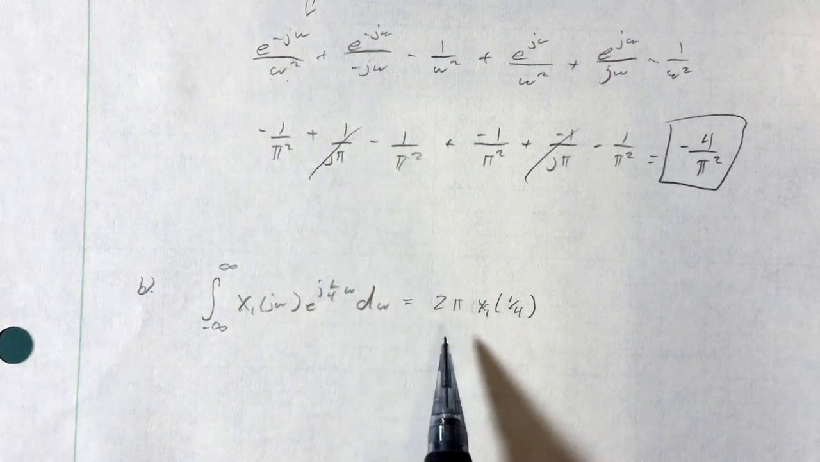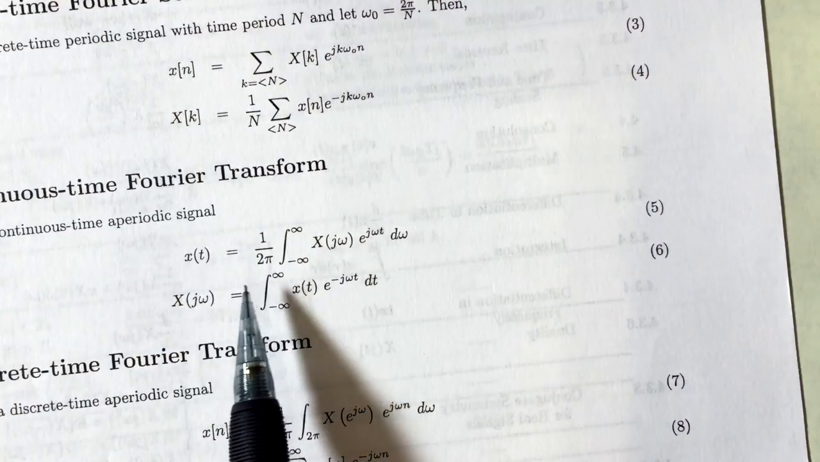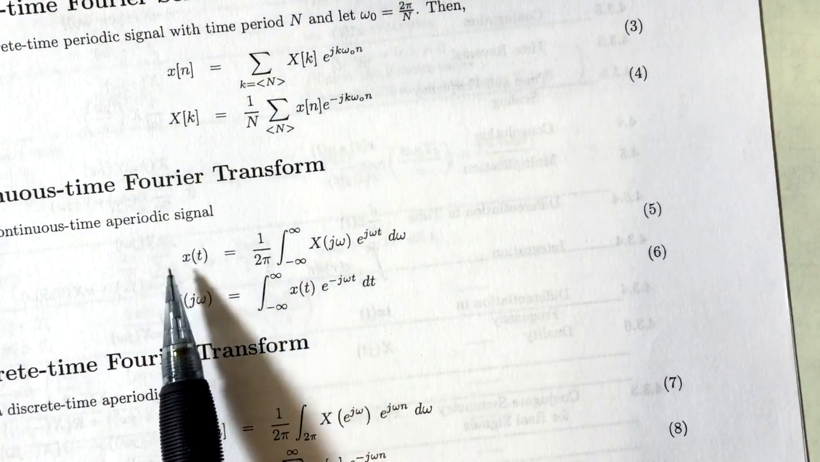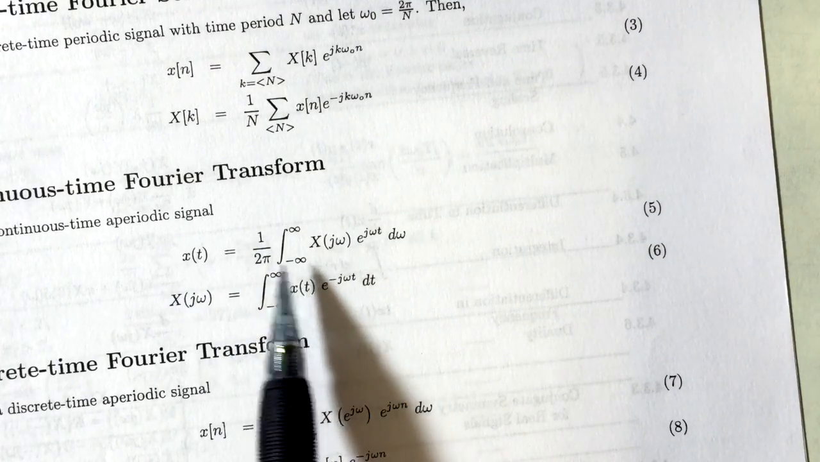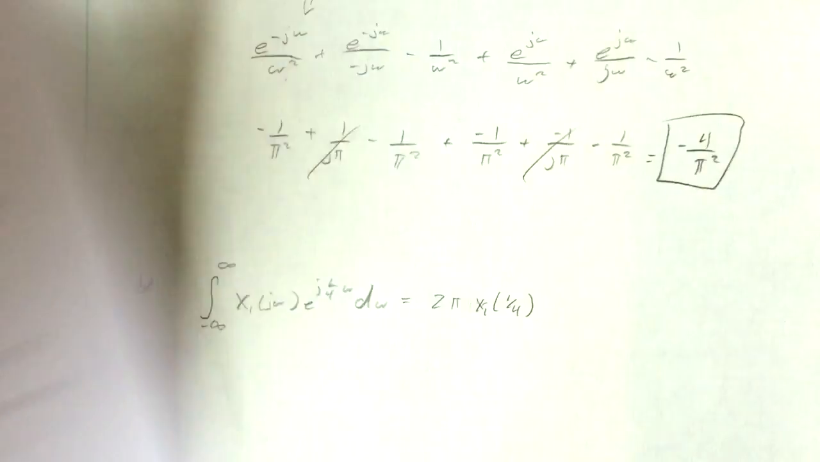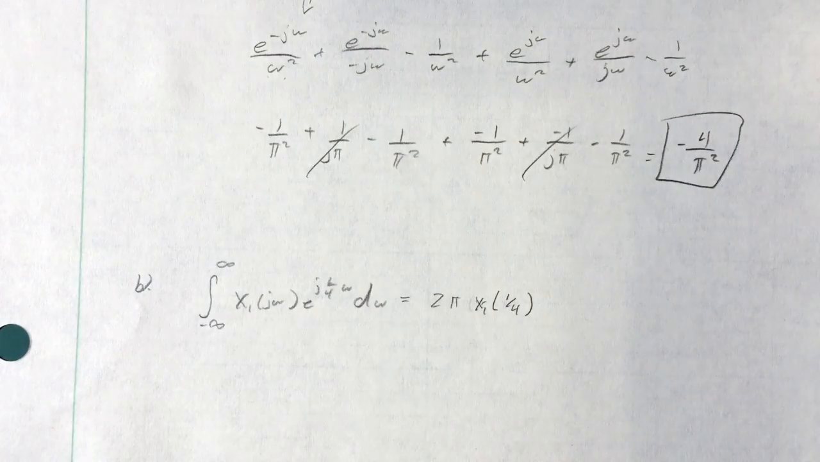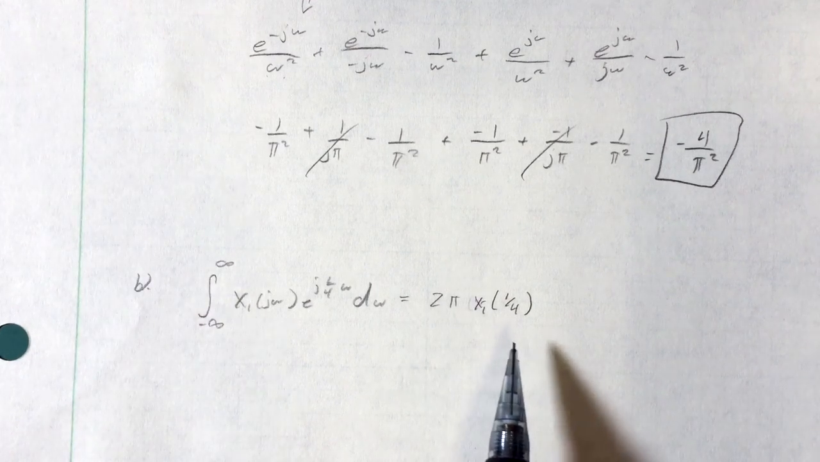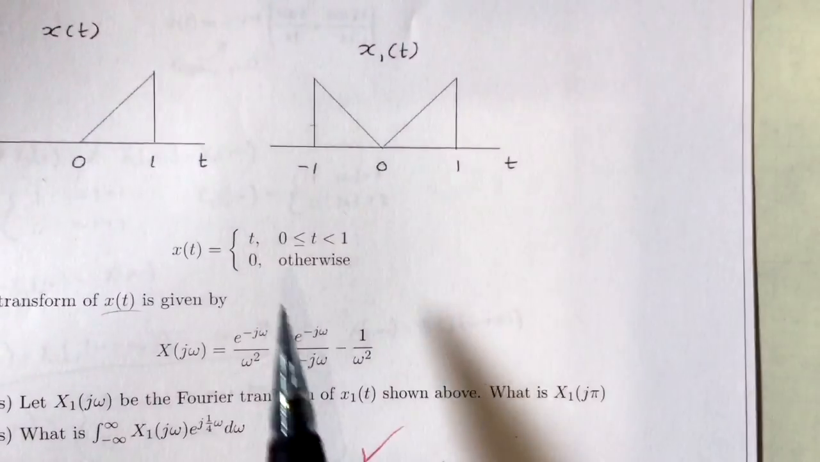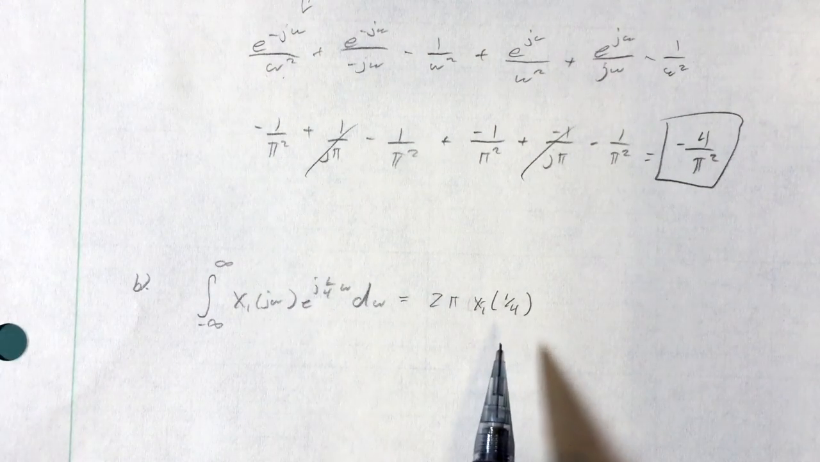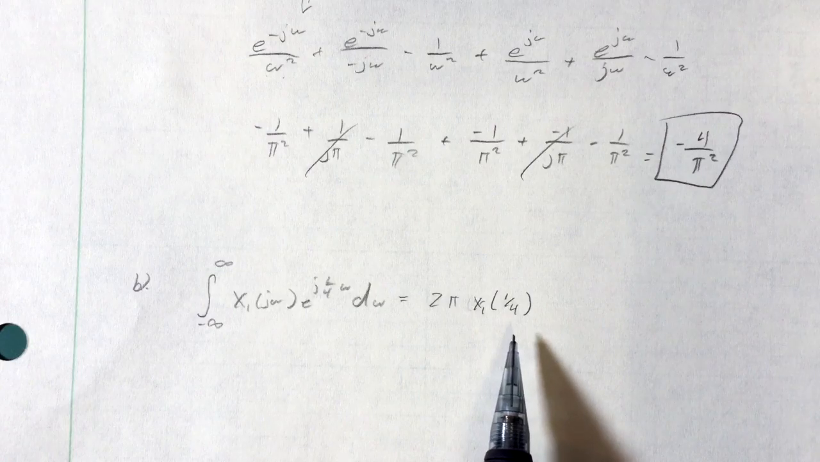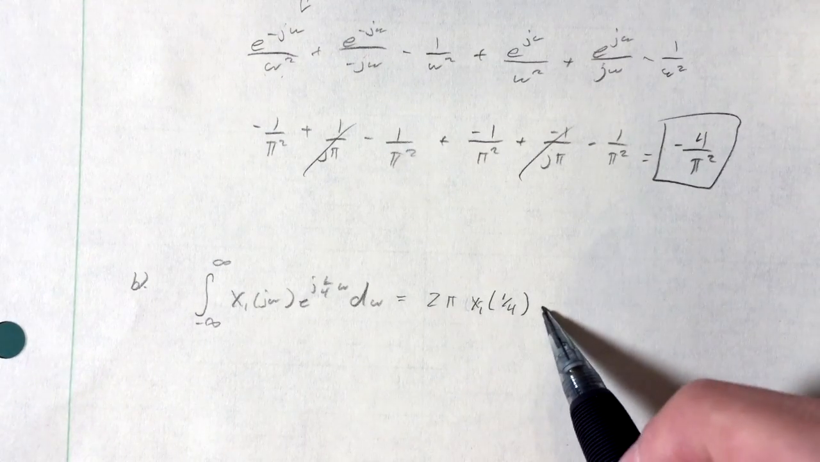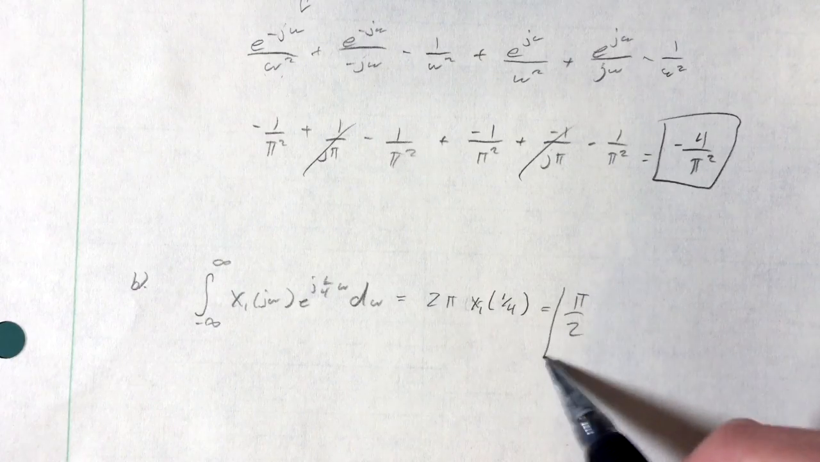The 2π just comes from the definition of the inverse Fourier transform. We multiply both sides, we get 2π x(t), and then we get that integral. So 2π x1 evaluated at 1/4, and we know that in that region it's just x(t). And x(t) is just t between 0 and 1. So t is 1/4. So x1(t) is just 1/4, giving π/2.